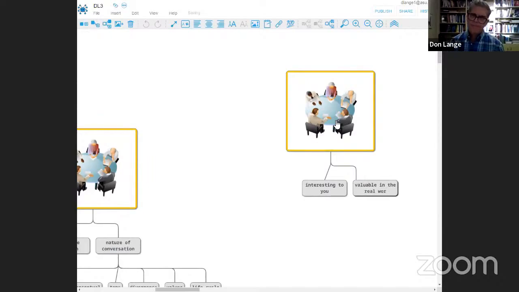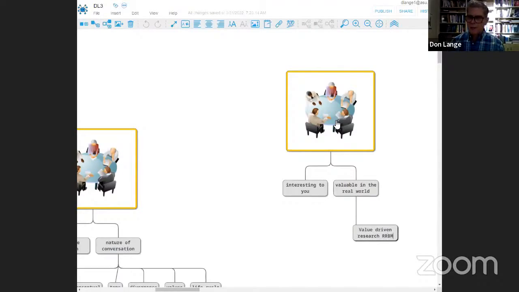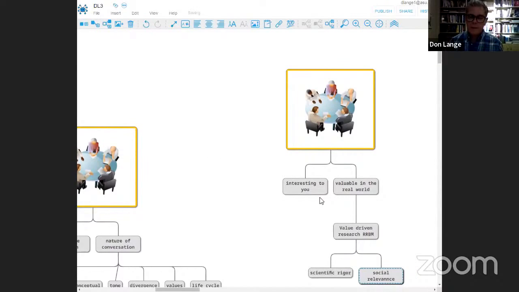And I think this might be one way of seeing what the RRBM, the Responsible Research in Business and Management movement, is all about. It's understanding the value of values-driven research, and really two values-based ideas that RRBM is very interested in: scientific rigor and social relevance. So this little roadmap could be a nice way of deciding what conversation you want to join. Not just interesting, but also something that people are going to find valuable, and that has the potential to be socially relevant and scientifically rigorous.